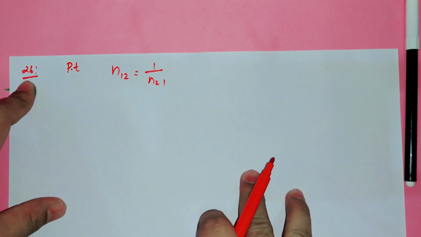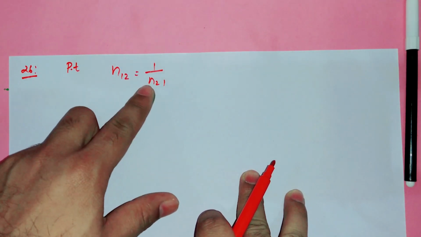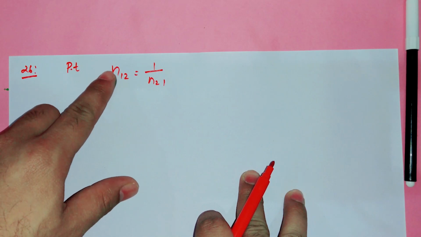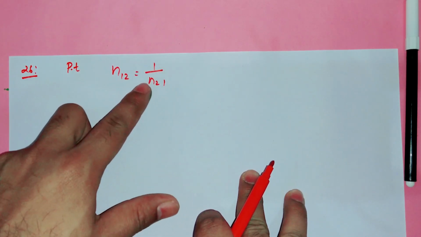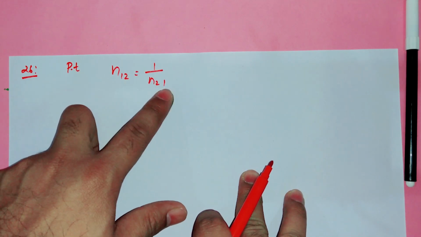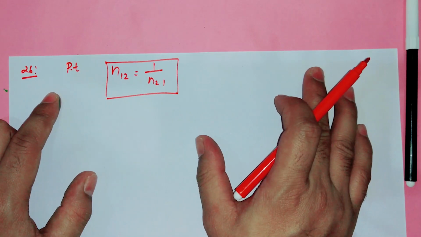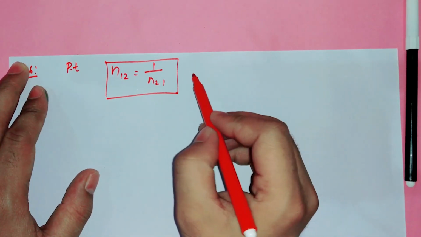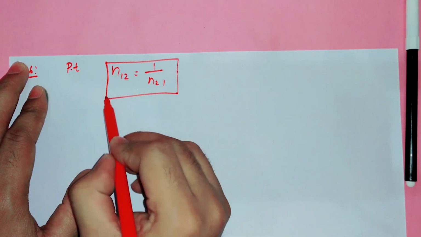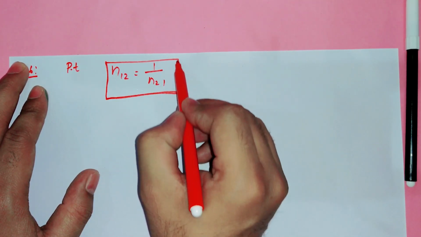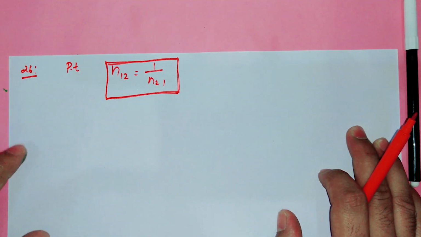So in question number 26, we have to prove n12 is equal to 1 upon n21. Means the refractive index of medium 1 with respect to 2 is equal to 1 upon the refractive index of medium 2 with respect to 1. So this I have already proved in my lecture. Those who have not seen my lecture yet, please see my lecture. In my lecture I have already derived this relation, so I am not going to derive this again.